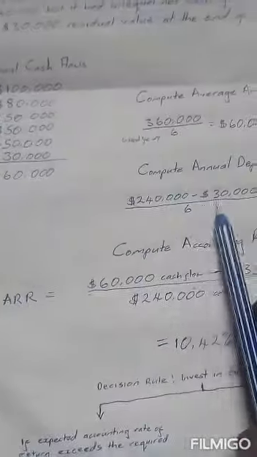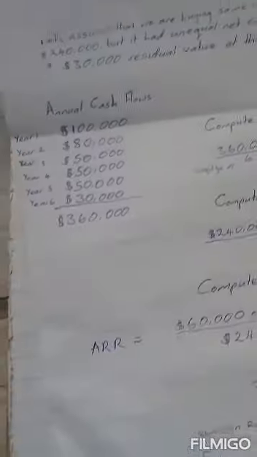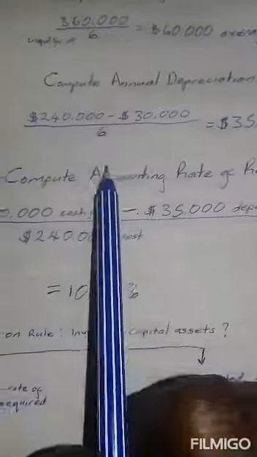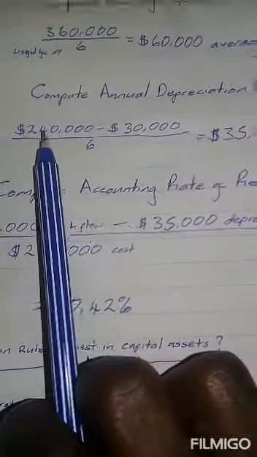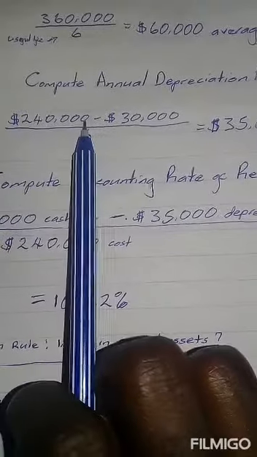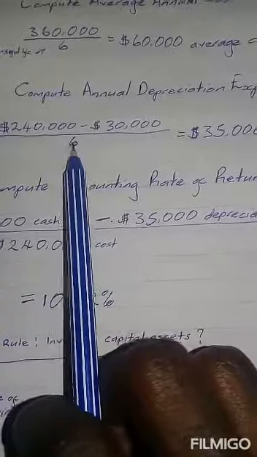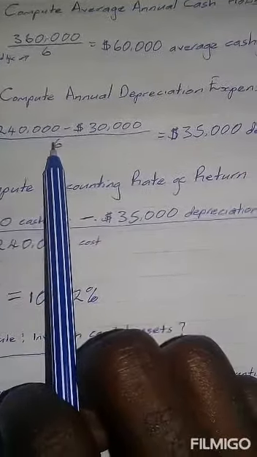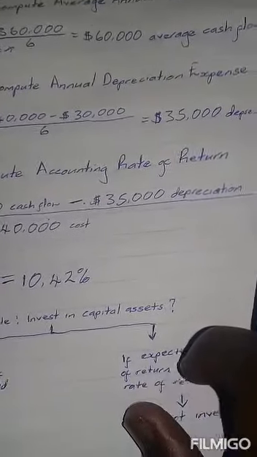Then to calculate the annual depreciation value, we say the cost minus 30,000, which is the residual value. If we subtract 30,000 from 240,000, divided by 6, which is the useful life of our equipment, we get 35,000, which is the depreciation expense.